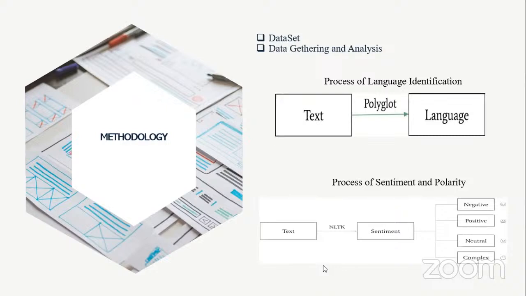We are estimating the likelihood that a comment will be harmful. The development of machine learning models that can recognize online conventional toxicity. The dataset is collected from Kaggle. Data gathering and analysis: we analyze the distribution of language in the dataset to detect the language of comments in the dataset. Use the polyglot package, which takes text as input and predicts the language of the text.